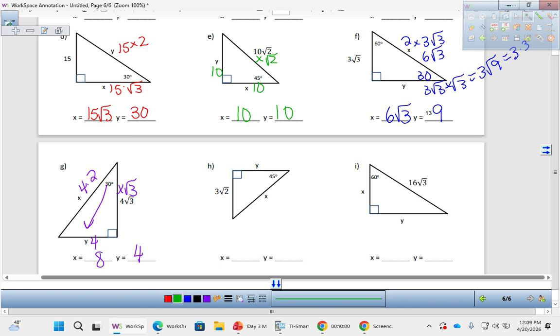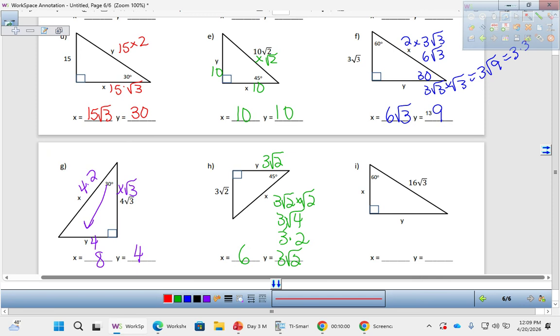45, 45, 90. If I have one of the side lengths, I have the other. And then this one is just the side length times √2. So I end up with 3 times √4, or 3 times 2. So that side length is 6.